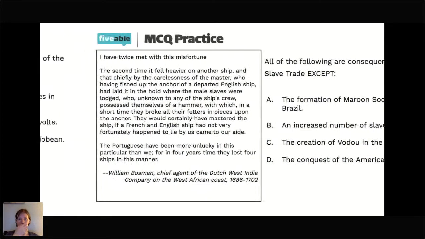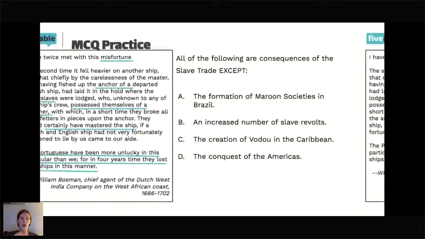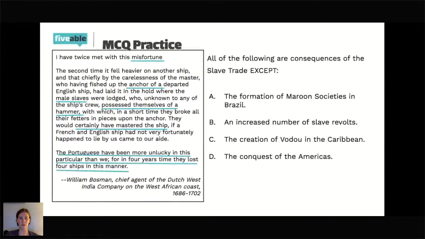I'll underline some key thoughts in the text, if that was helpful. So Sasha's given us an answer. Sasha thinks it's D, the conquest of the Americas. We can see in the text that we can eliminate B because we're seeing an increased number of slave revolts. We know that Maroon societies are a consequence of the slave trade because they're escaped enslaved persons.